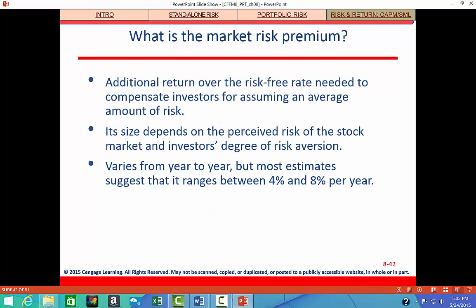And so what is that market risk premium? We talked about it a little bit before, but it's that extra return over the risk-free rate that you should be compensated for taking on more risk. And there are some estimates that it ranges between 4% and 8%.